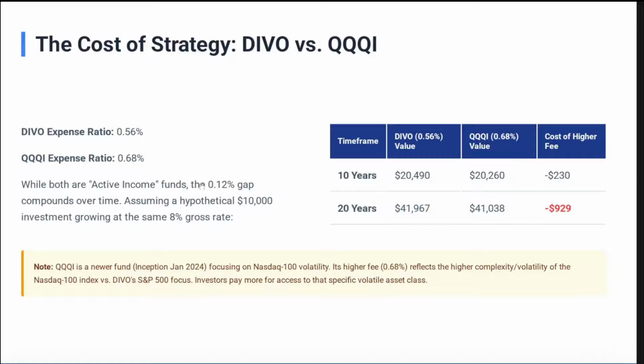QQQI is a newer fund, inception of January 2024, focused on Nasdaq 100 volatility. Its higher fee reflects the higher complexity and volatility of the Nasdaq 100 versus Divo's S&P 500 focus. Investors pay more for access to that specific volatile asset class. And both are great funds. Divo is not a classic covered call ETF. I need to put that out there. It is more of a traditional ETF with a covered call spin to it to generate more income.